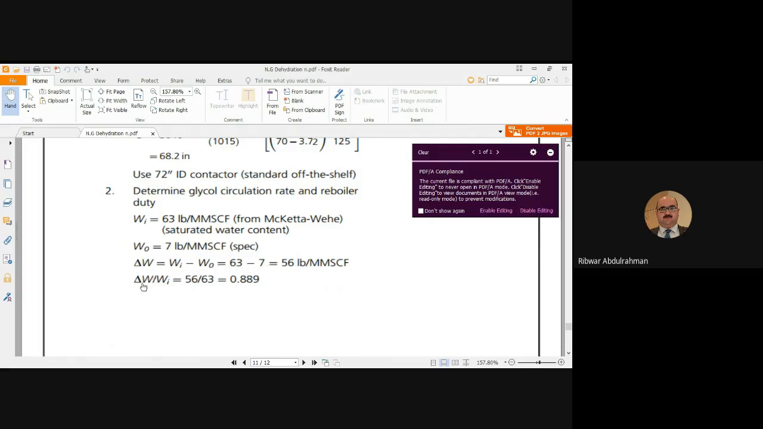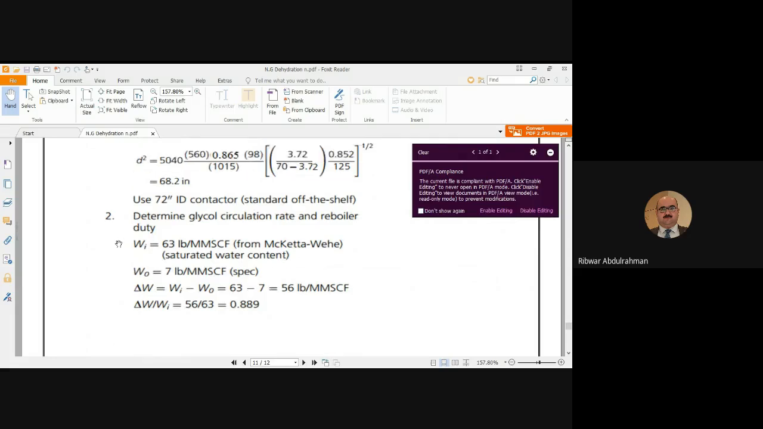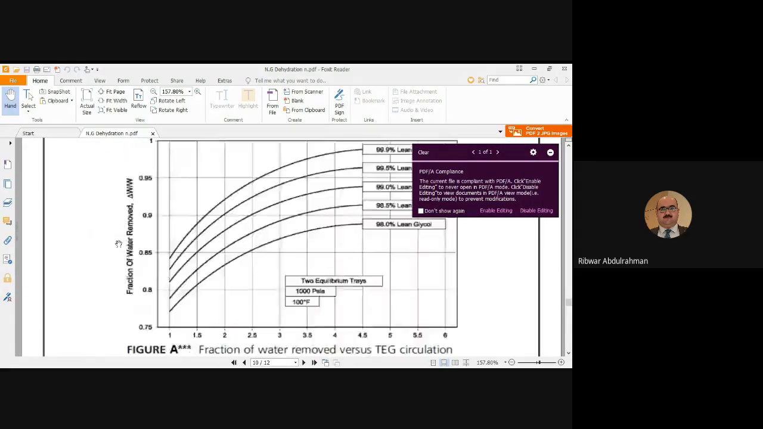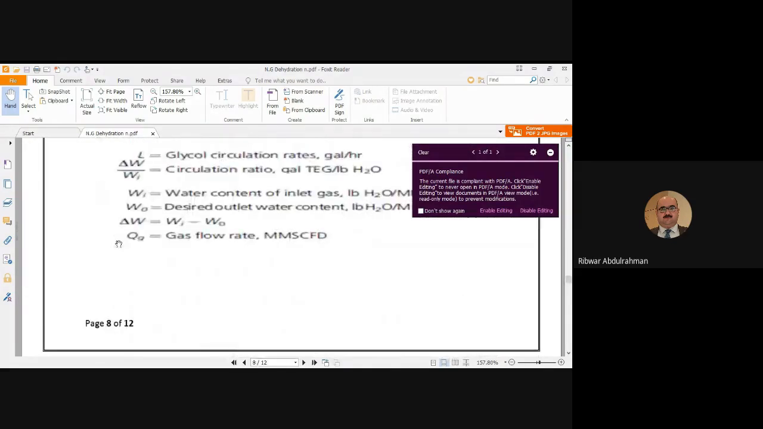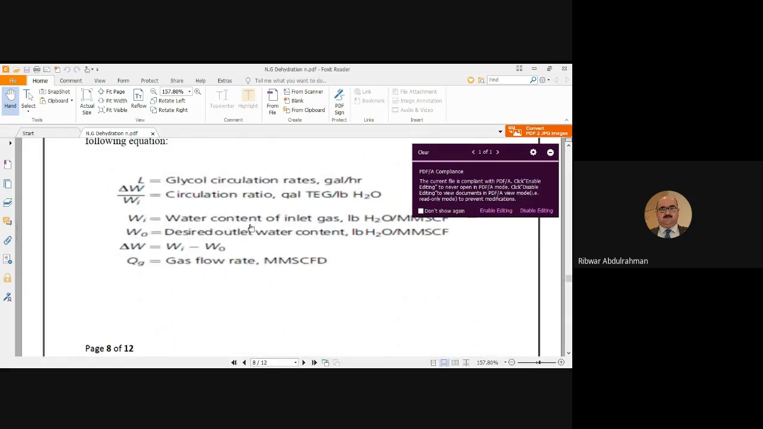And for delta W, I need to find out this ratio as well. Delta W over WI, which is 56 over 63. So this is 56, delta W over 63, which is W sub I. Here, if you remember, we talked about that. For example, WI is the water content of the inlet gas, and delta W is the desired water removal.